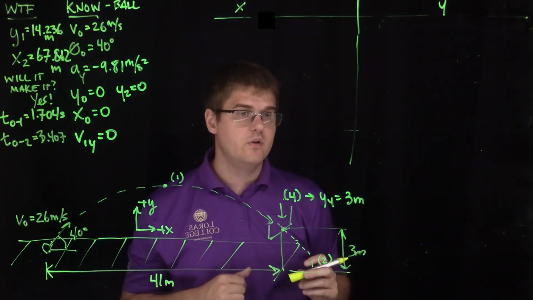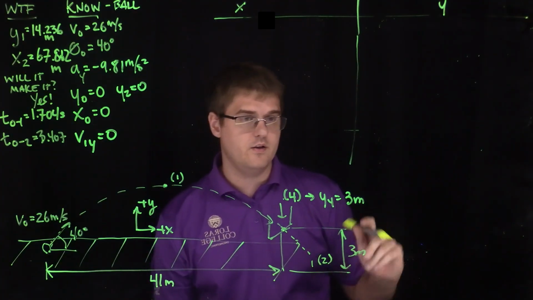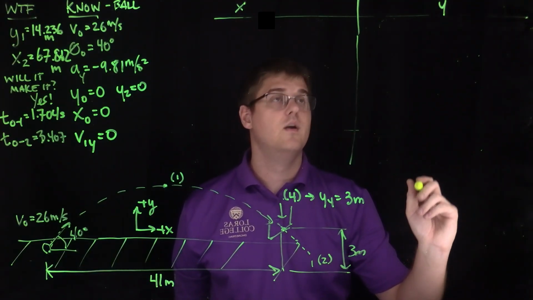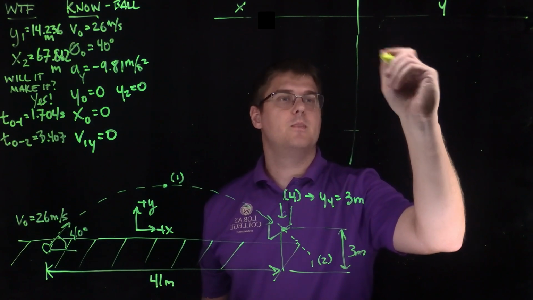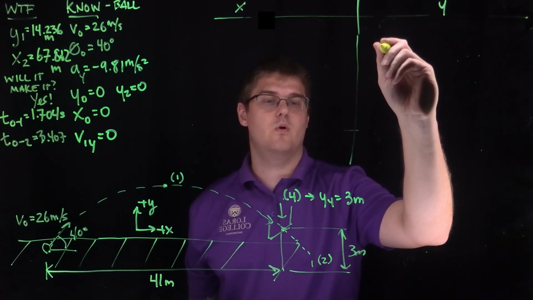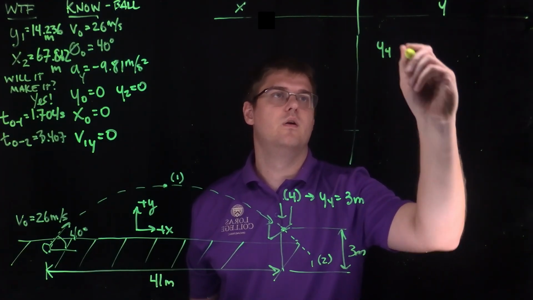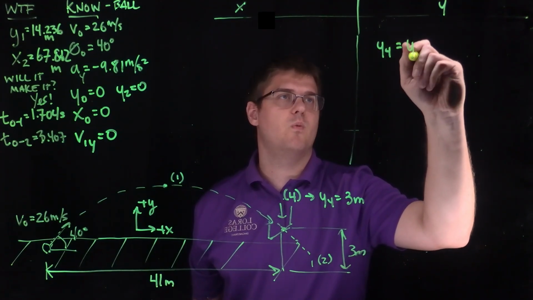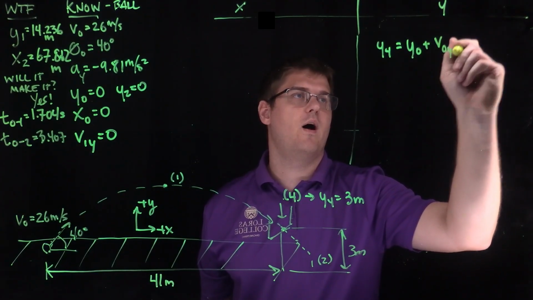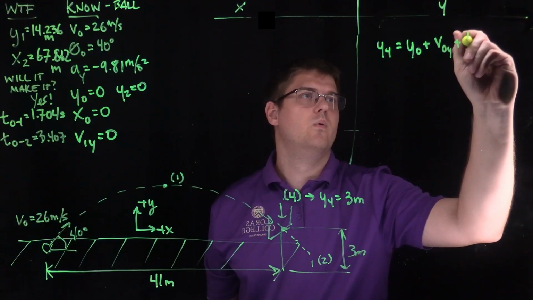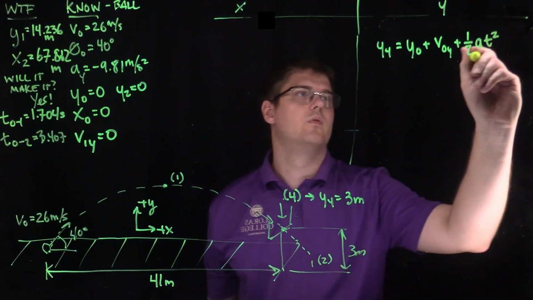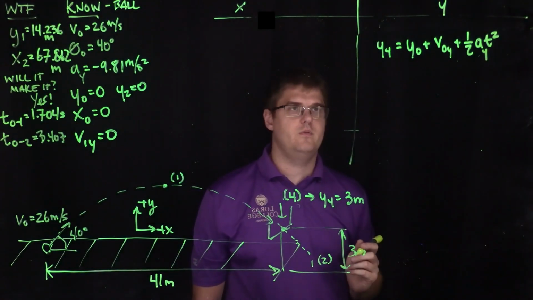I might have to pull out a calculator here because I solved this with a 9 meter tall goalpost instead of a 3 meter tall goalpost. Slight typo there that happened at some point. It still makes it through the 9 meter tall goalpost, so same answer. But y4 is going to be equal to y0 plus v naught in the y plus 1/2 at squared is one way to do this.